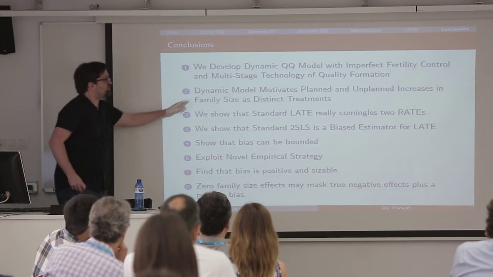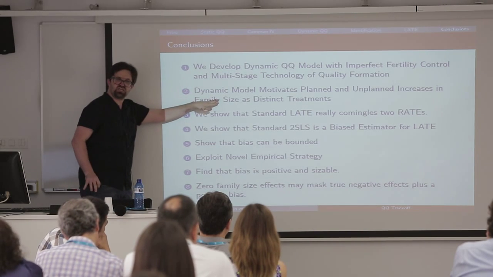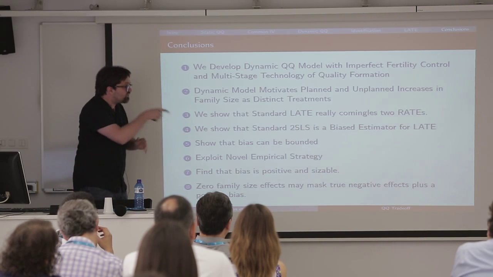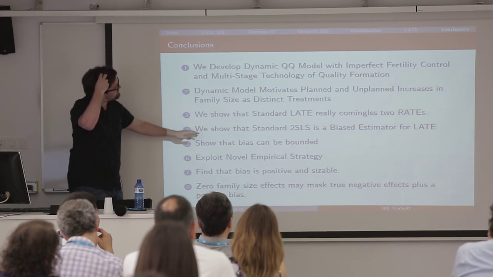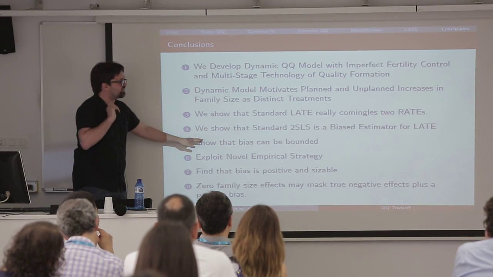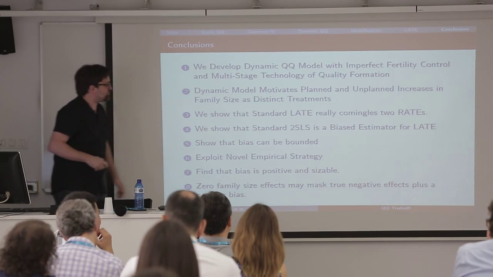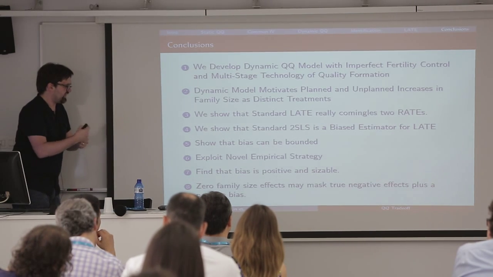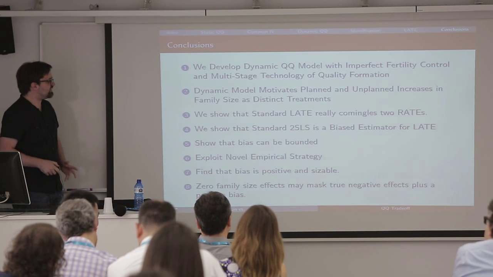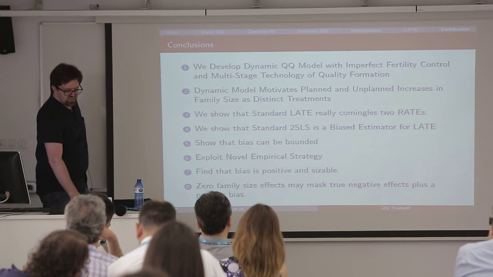The dynamic model motivates why planned and unplanned increases in family size are distinct treatments. We show that the standard LATE really commingles two response type average treatment effects. And we show that the standard two-stage least squares is a biased estimator for the LATE that people have in mind. We then show that the bias can be bounded and exploit the interesting data on pregnancy intention reports and find that the bias is positive and sizable, and therefore 0 family size effects may mask true negative effects contaminated with the positive bias.